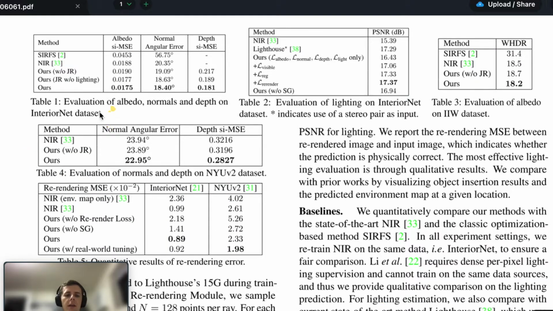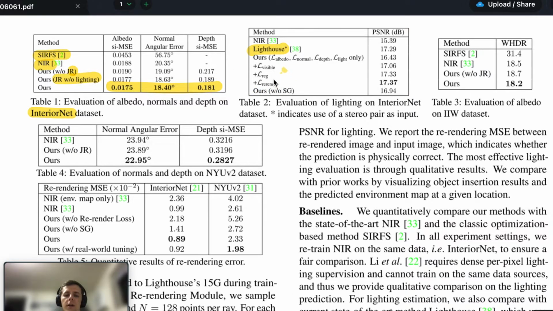So for results, they compare against these papers here: SIRFs, which is one of the classic optimization methods, and NEAR and Lighthouse, which are more recent. They show many results on each individual prediction and also on the combination of them. So talking about albedo, normal, and depth on the InteriorNet dataset, they also have an ablation where they remove the joint reproduction module and also have the joint reproduction but without the lighting part. But finally, by doing all together, that's where they get the best results.